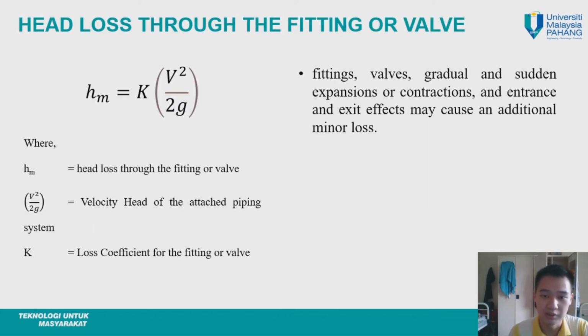Whereas, when the fluid passes through fittings, valves, gradual and sudden expansions or contractions, and entrances and exits, it may cause additional minor loss, which can be calculated by using the equation on the left side of the slide, where hm indicates the head loss through the fitting or valve. V squared over 2g is the velocity head of the attached piping, and K is the loss coefficient of the fitting or valve.